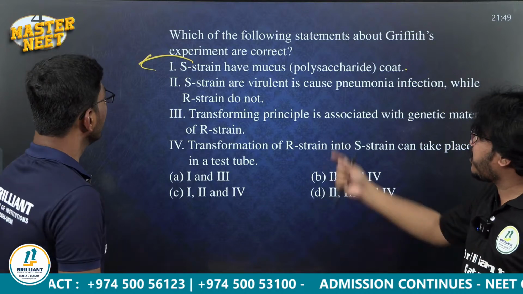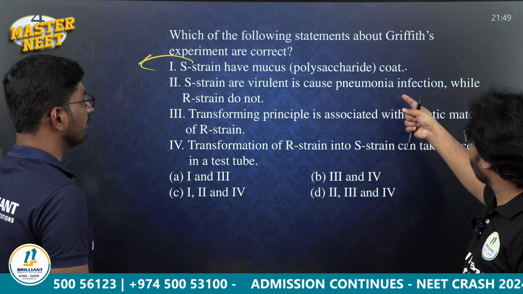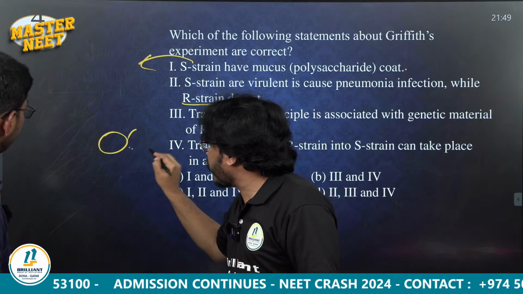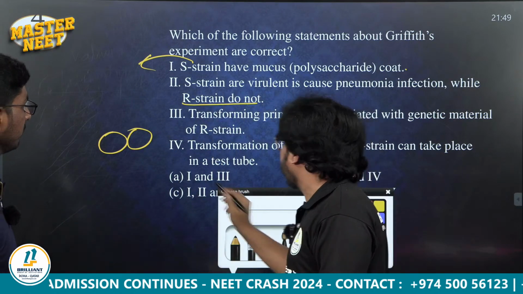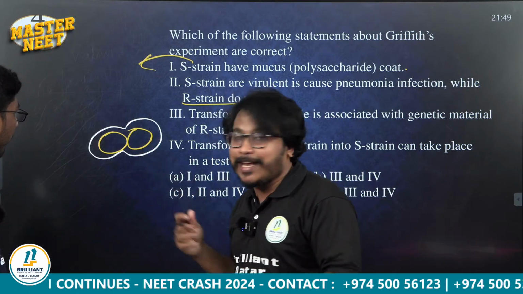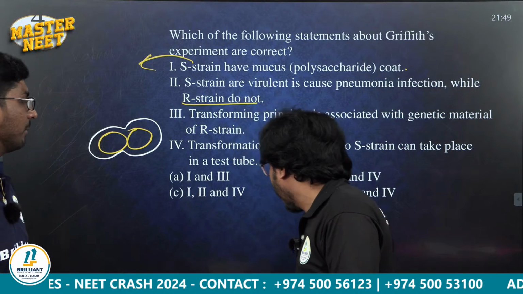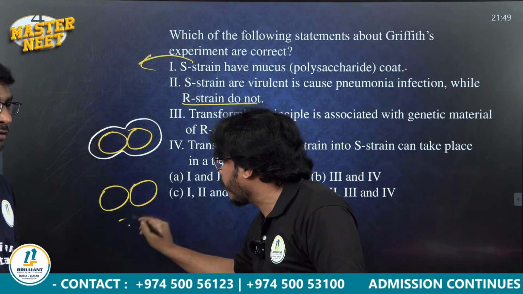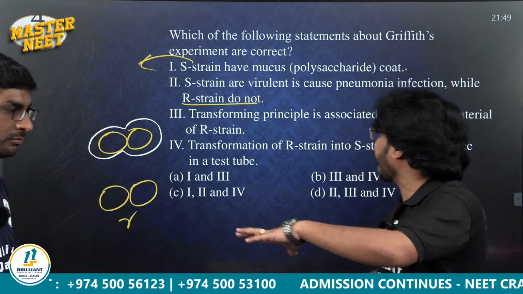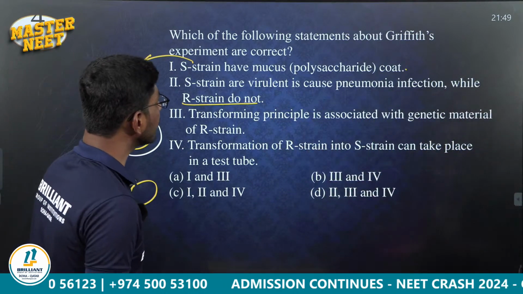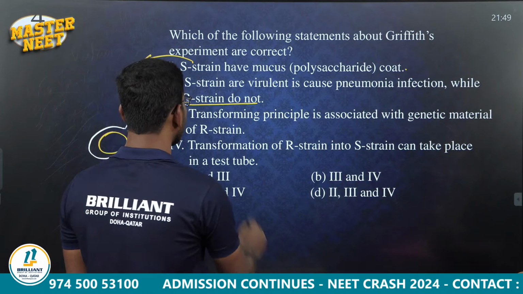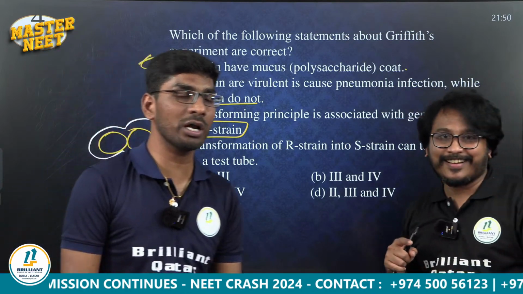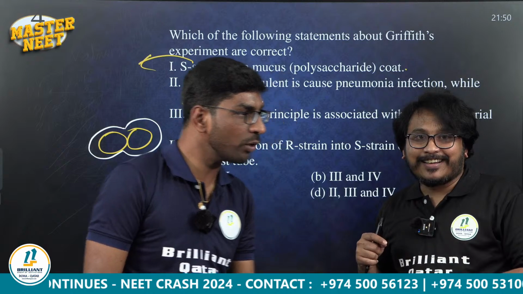Second one. S strains are virulent and cause pneumonia infection while the R strain does not. Yes. So understand, the Diplococcus pneumoniae which has the smooth polysaccharide coat, when getting into the body, can cause pneumonia, whereas the other one, which does not have the smooth polysaccharide coat, that is the R strain, is not virulent. Now next one. The transforming principle is associated with the genetic material of R strain. Is it wrong? R strain or S strain?